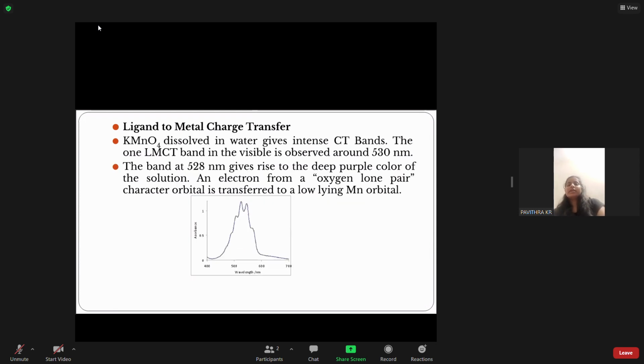Then, ligand to metal charge transfer. KMnO4 dissolves in water and gives an intense CT band. The LMCT band is in the visible, absorbed around 530 nanometers. The band at 580 nanometers gives rise to the deep purple color of the solution. An electron from an oxygen lone pair character orbital is transferred to a low-lying Mn orbital. Here is the graph representation.